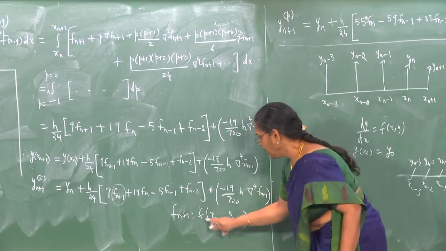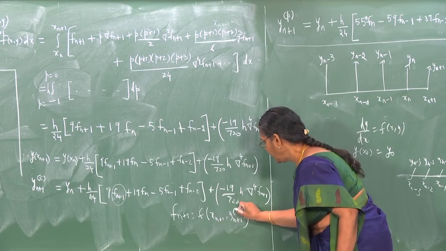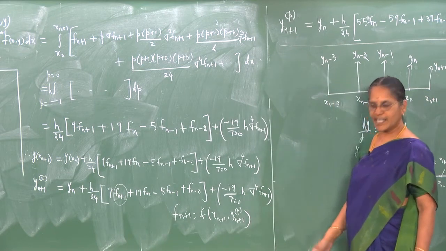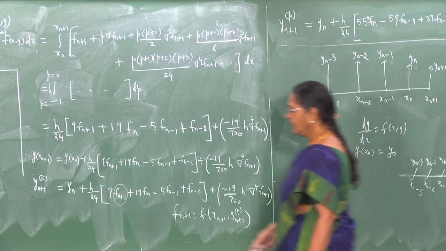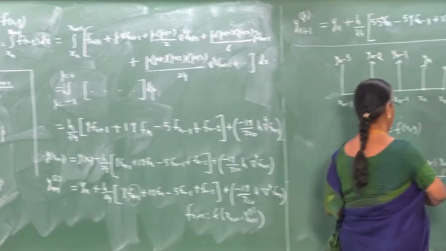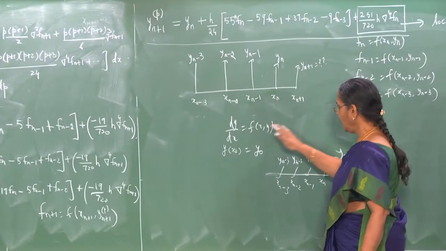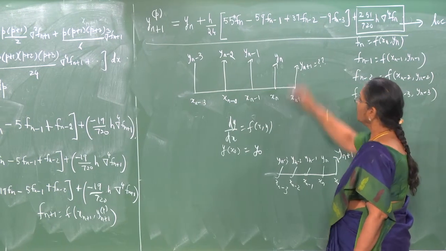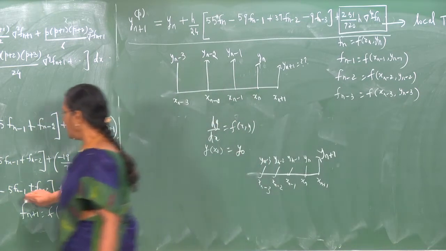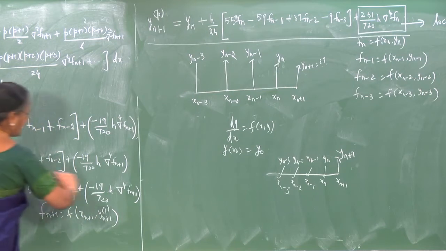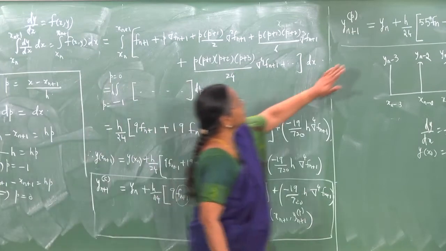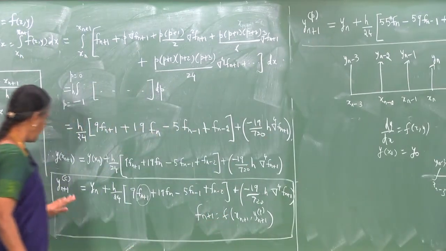So, how do I get fn plus 1? It is f of xn plus 1. This yn plus 1 is nothing but the predicted value obtained from the predictor. So, thus we have a predictor-corrector pair for solving an initial value problem, dy by dx is equal to f of x comma y. So, let us write down what the corrector is. This is given by yn plus 1 corrector is this expression. So, my predictor is this and my corrector is going to be this.